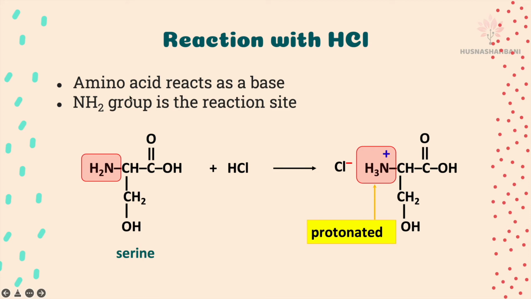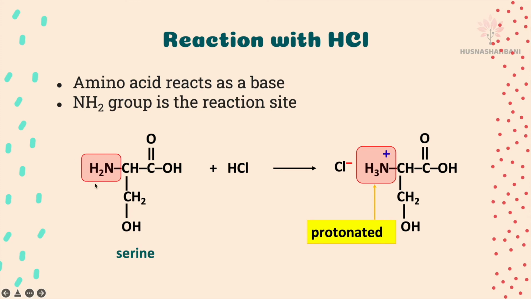For HCl, the amino acid will react as a base, because in an amino acid, this is the basic part and this is the acidic part. There are 2 parts in an amino acid, an acid part and a basic part. So when the amino acid reacts with acid, HCl, the amino acid will react as a base.